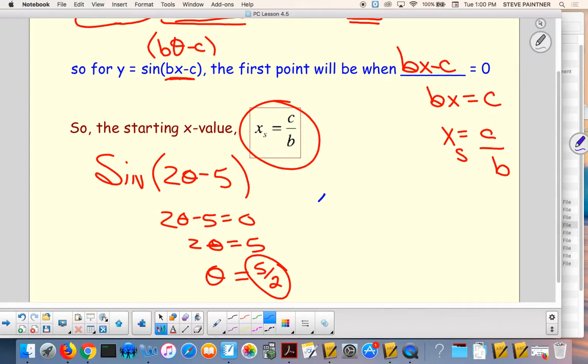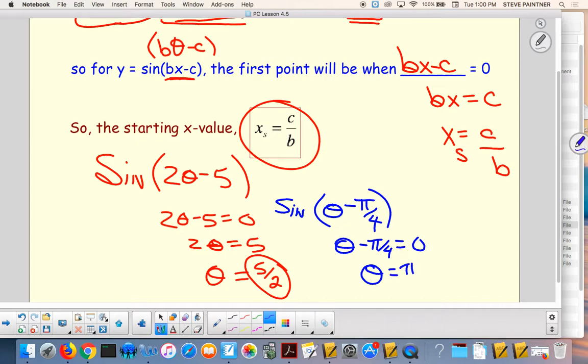Remember when I did this one? Didn't I just do this with you? Yeah? Well, guess what? If I set that equal to 0, what's the starting point? Pi over 4. Is that where I started on that previous graph? Didn't I start at pi over 4? Yeah. That's what I'm trying to tell you. If you ever want your starting point, all you've got to do is set it equal to 0.